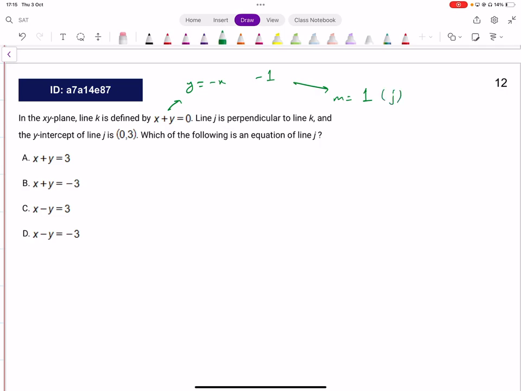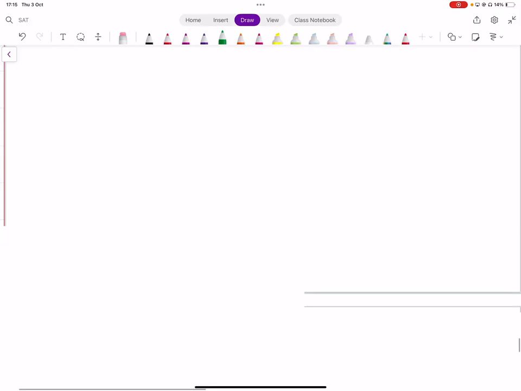Which of the following is an equation of line J? We know the y-intercept is 3. So that's y equals 1x plus 3. Y is equal to x plus 3. You can say that is x minus y equal to minus 3. That's this last one. Okay? Fairly straightforward. 12. Now let's look at 13.